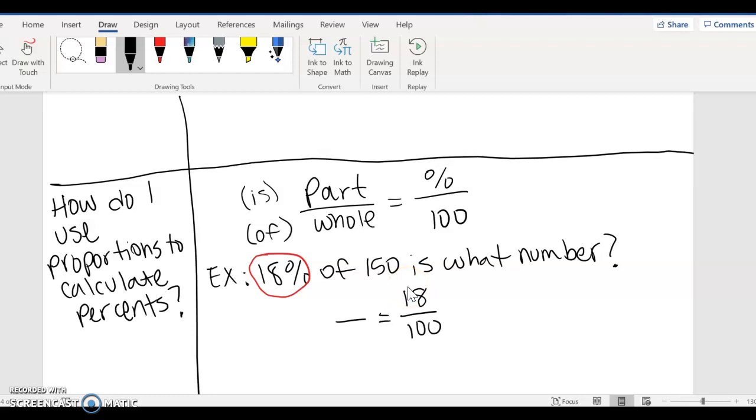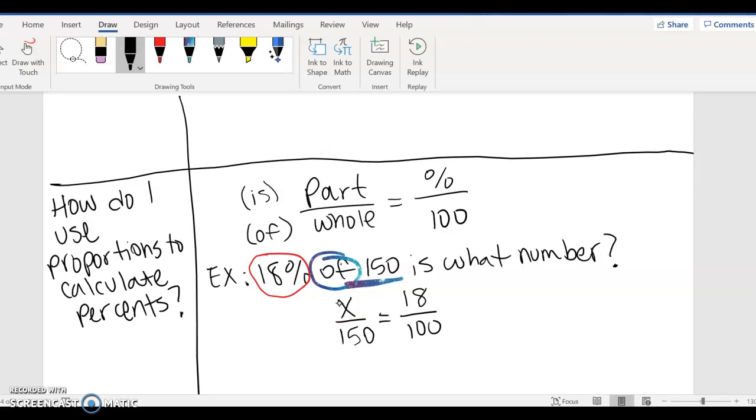Okay, and now we've got to put that 150 and decide whether it's the part or the whole. Well, if you look very carefully, we have the word of here, and it's directly in front of that 150. So of is going to be our whole, or the denominator, for this proportion. So that 150 goes on the bottom. And then this is what number? We don't know what that number is yet. So we're going to put X where the is part is, because that's going to be what we're solving for.